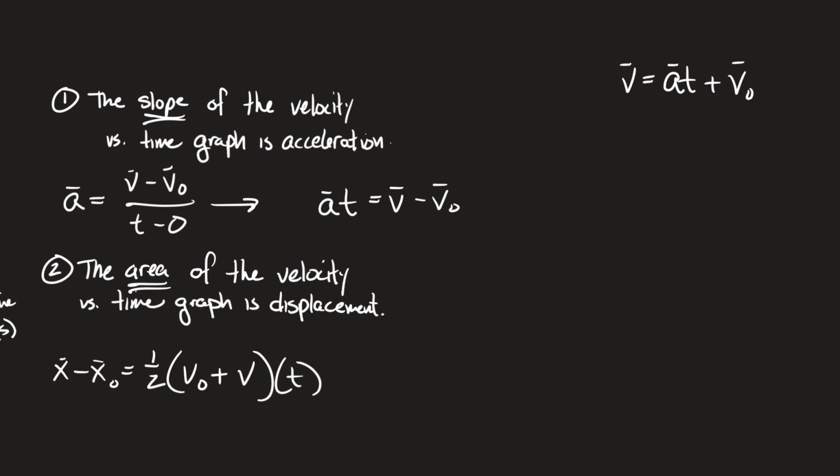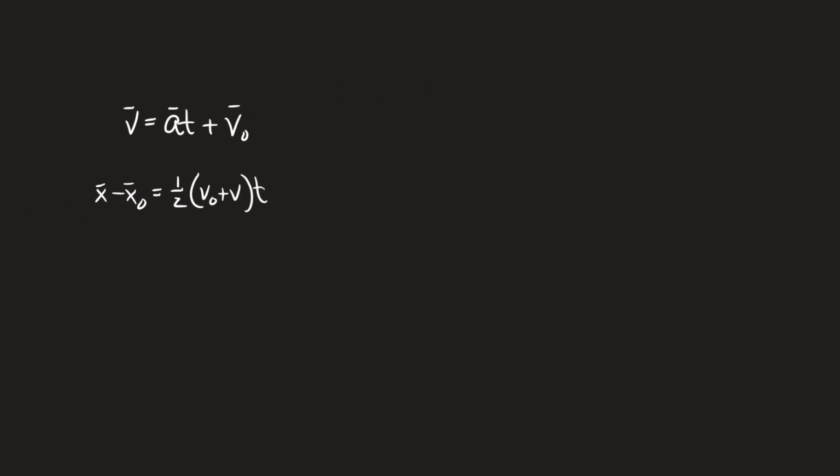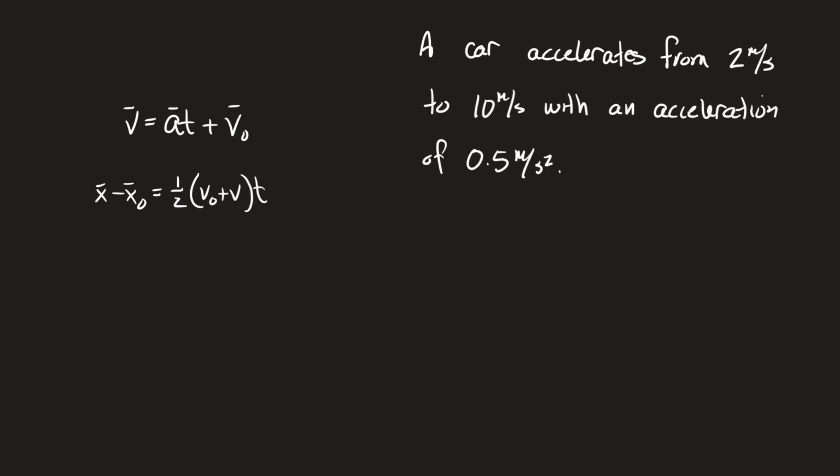But we also have something like this: displacement equals 1/2 (v naught plus v) times t. So imagine a new problem. Okay, here's our new problem. A car accelerates from 2 meters per second to 10 meters per second with an acceleration of 0.5 meters per second squared. So I've established a set of conditions.